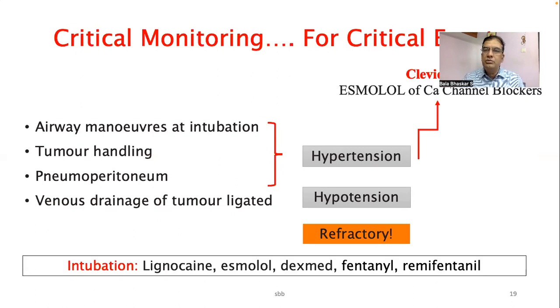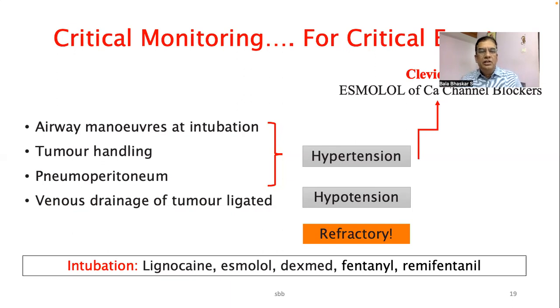If there are hypertensive situations, clevidipine has been a very beautiful drug which is now available and used. In fact, it is called the esmolol of calcium channel blockers. Short acting and very nicely titratable, and it has been very effective in these situations. And when there is a problem with intubation and the responses, definitely we use the usual technique and drugs. We can still use lignocaine, short-acting beta blockers like esmolol and other things for management of hypertension at this point of time.